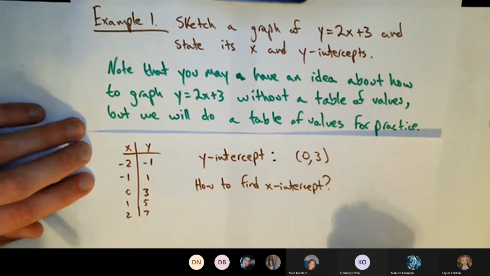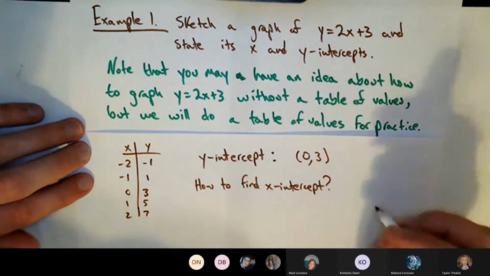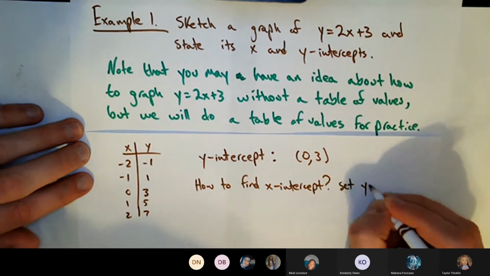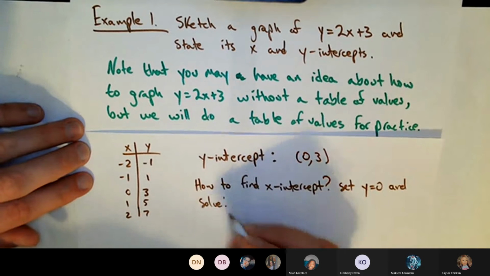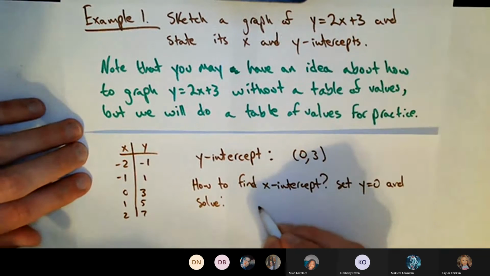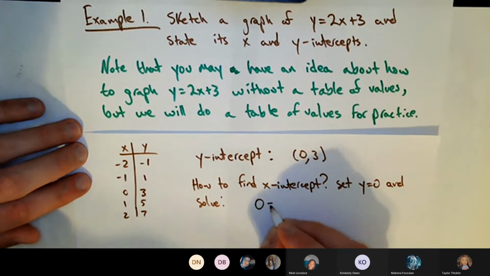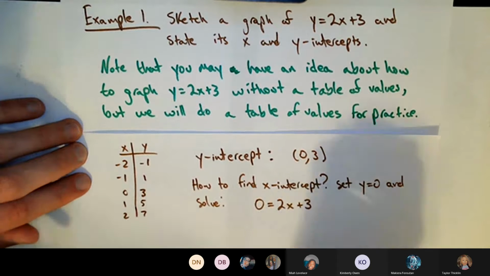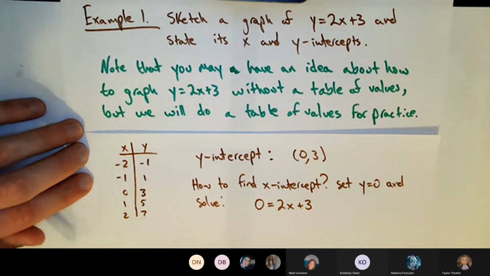Well, to find the y-intercept, you set x equal to 0 and you solve. So to find the x-intercept, set y equal to 0 and solve. Set y equal to 0 in what? Well, in the equation. So y equals 2x plus 3, but if I'm setting y as 0, 0 is 2x plus 3. And now I need to solve for x.